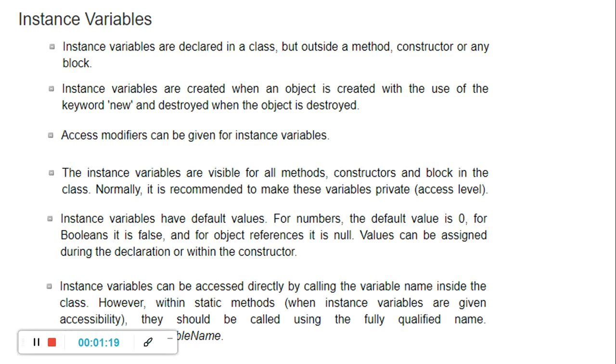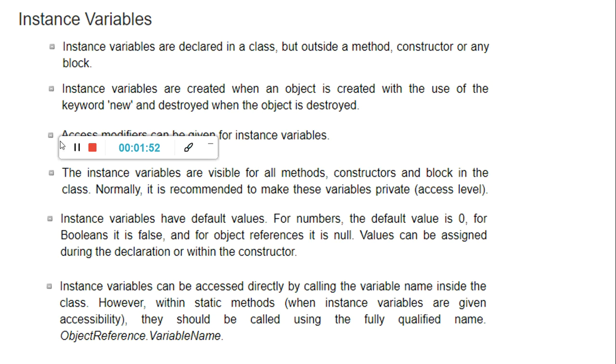Instance variables have default values. For numbers, for example, the default value is 0. For boolean it's false, and for object reference it's null. A value is assigned to an instance variable at the time of declaration or within the constructor. An instance variable can be accessed directly by calling the variable name inside the class, but inside the static method you have to use the fully qualified name, that is object reference dot variable name.